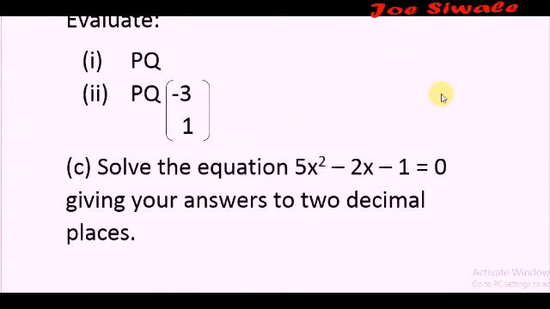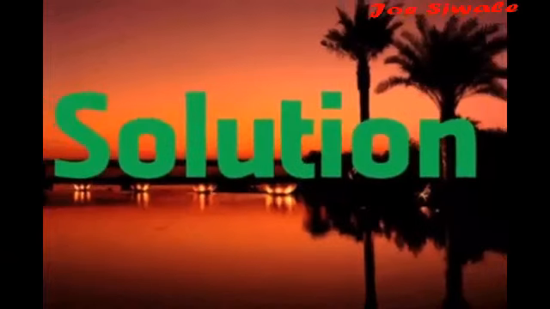For question C, it says solve the equation 5x squared minus 2x minus 1 equals 0, giving your answers to 2 decimal places. So the answers must be given in 2 decimal places.